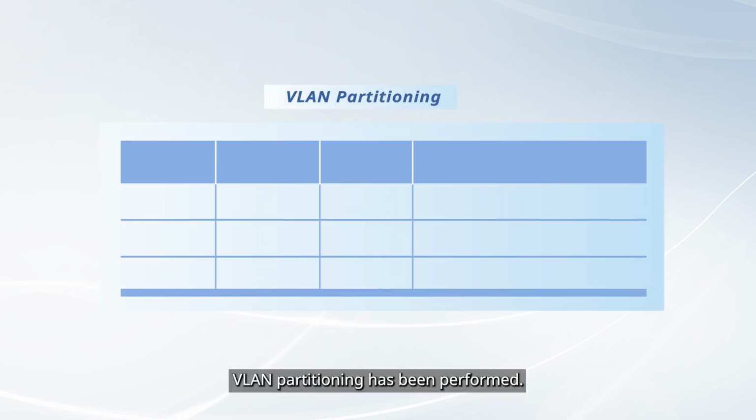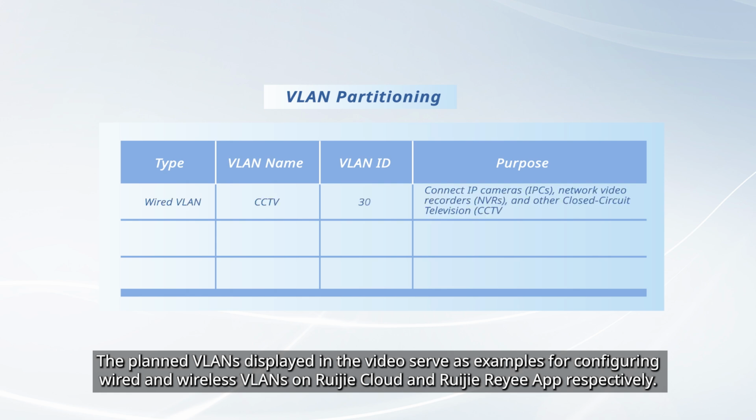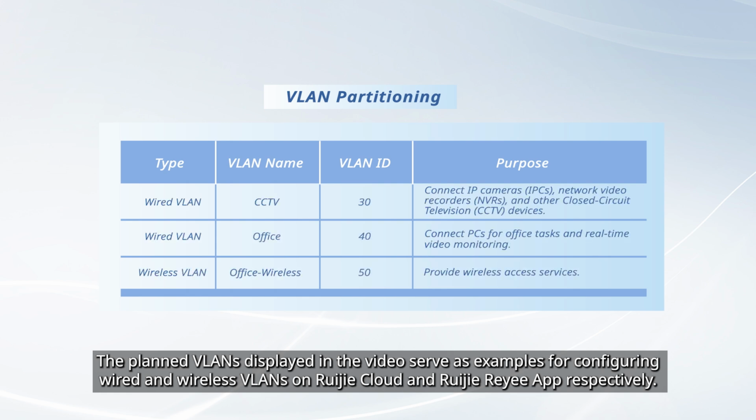VLANs partitioning has been performed. The planned VLANs displayed in the video serve as examples for configuring wired and wireless VLANs on Ruijie Cloud and Ruijie Reyee App, respectively.